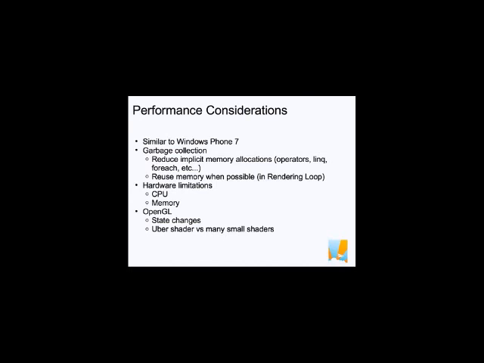Like you heard in the previous talk by Miguel, you need to reduce implicit memory allocation, like the operators LINQ and foreach, because these things actually create objects on your behalf, trash the memory and create a lot of garbage. So you have to pay attention to that and try to reduce how much you use of those. And of course, you have to reuse memory and create pools whenever possible. This is valid mostly for the rendering loop. Everything that happens in the update and render, you have to pay attention to.